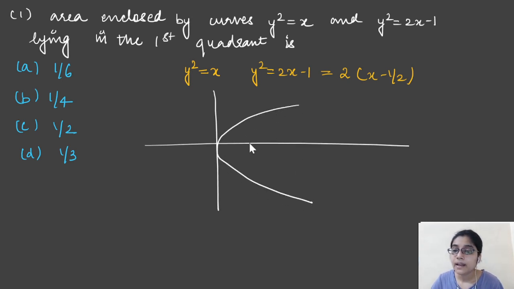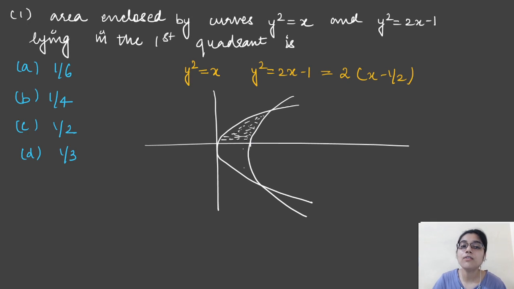Then at 1/2, 0 we also have a parabola. It goes like this. Overall you will see that this is the area bounded by both the curves. But they have mentioned that the area enclosed by the curves is in the first quadrant. It means we will be working here in the first quadrant only.